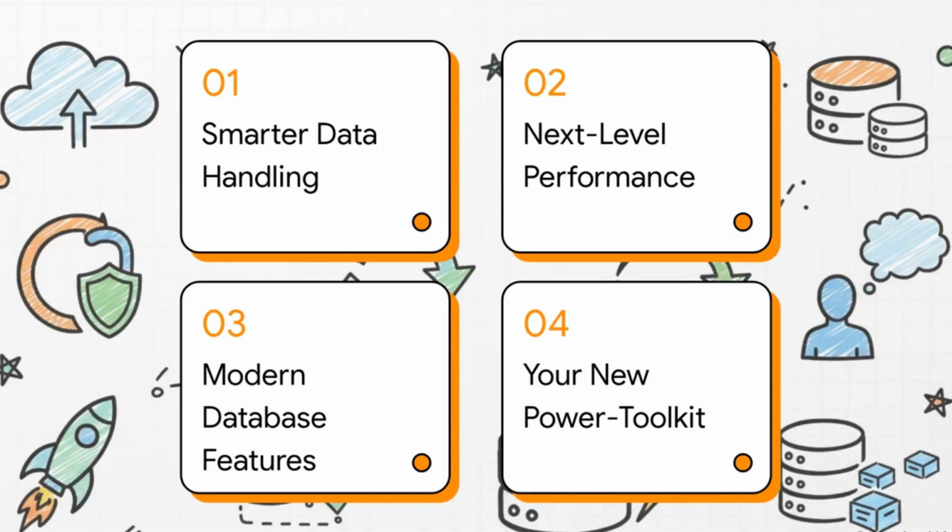So, here's how we're going to do it. First, we'll talk about smarter data handling. Then, we'll jump into next-level performance. And after that, we'll touch on some really cool modern database features. And at the end, we'll package it all up into your brand new Power Toolkit. Sound good? Let's get started.